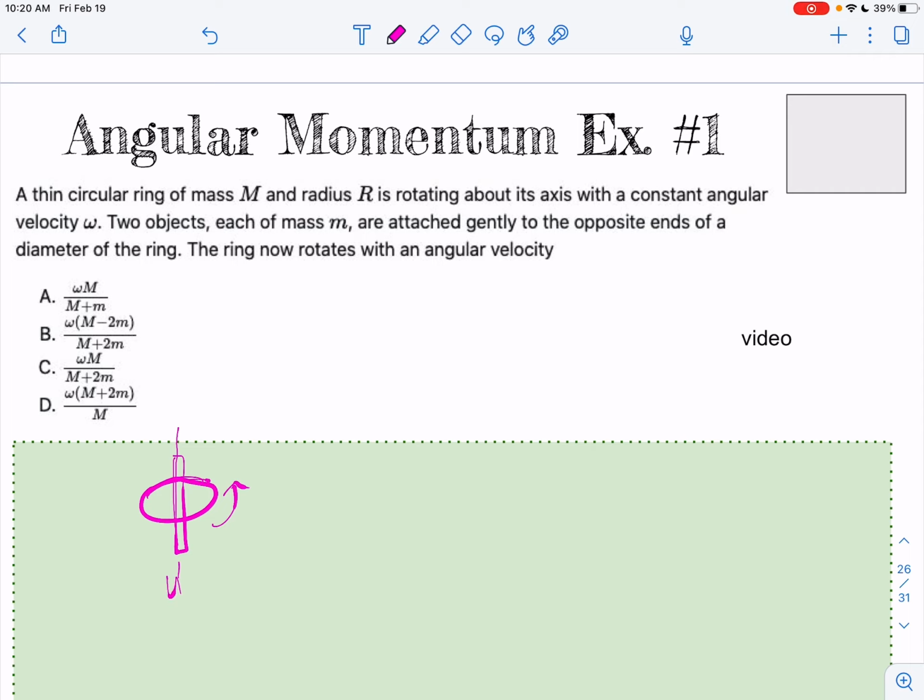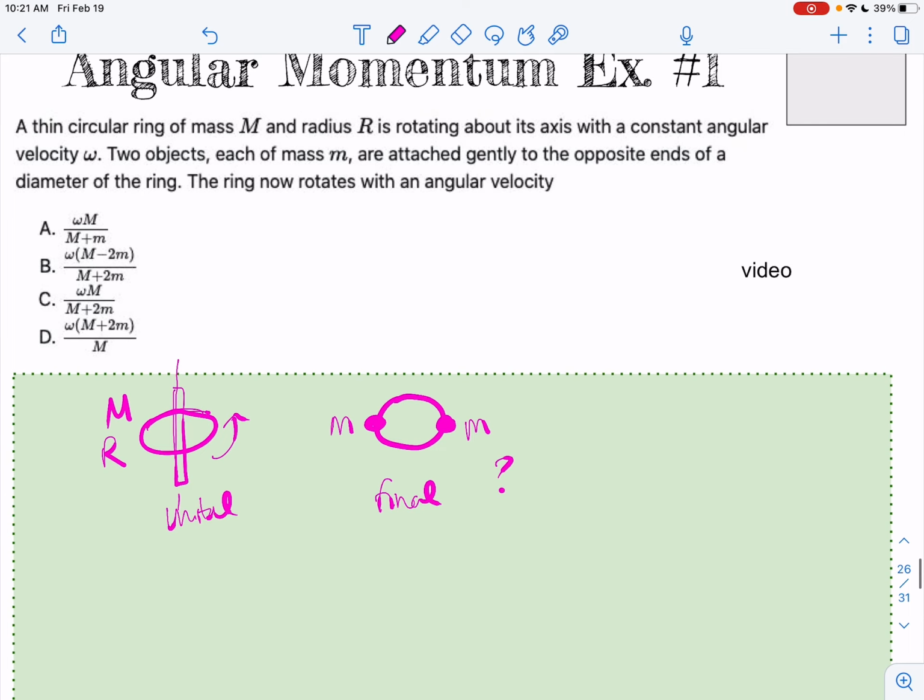Okay, so this is going to be the initial. And then the final, somehow like a miracle, they're putting two objects at opposite ends. This is capital M, radius r. Afterwards, the ring now rotates with an angular velocity of what? So this is a conservation of momentum.